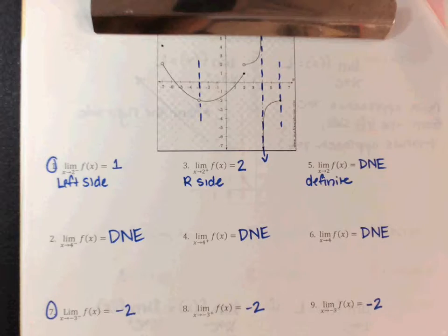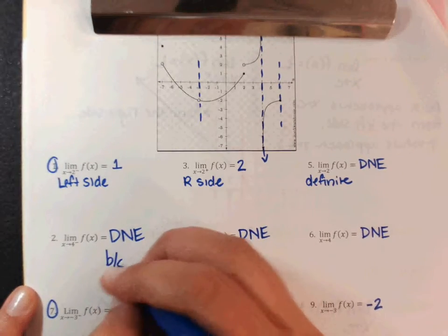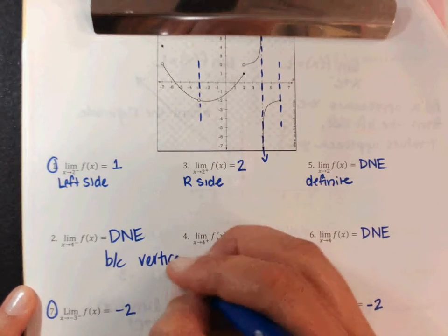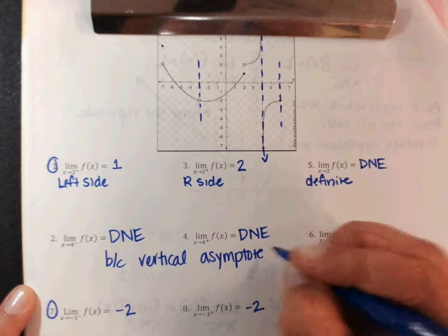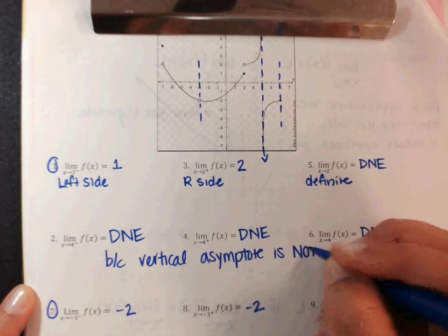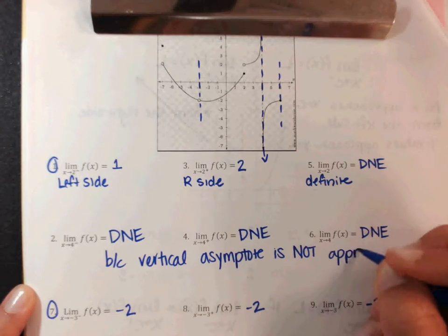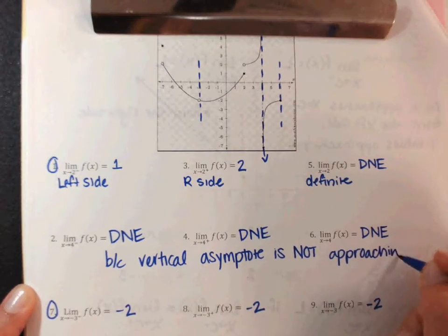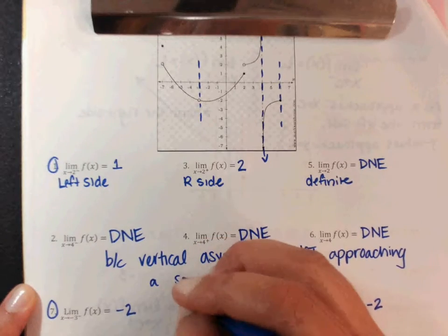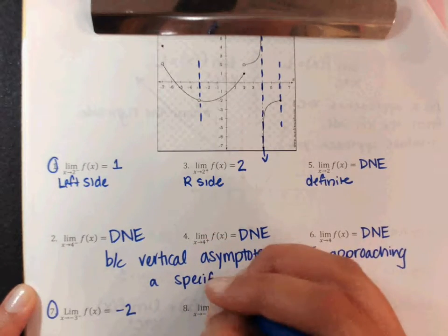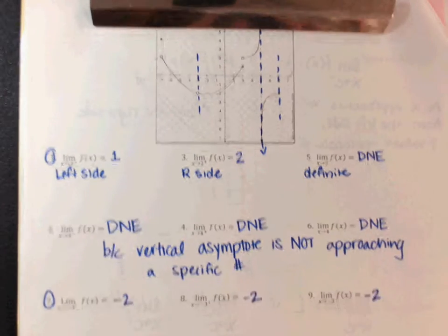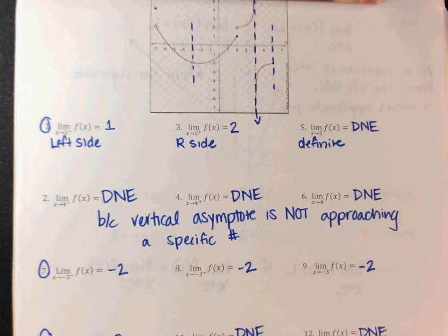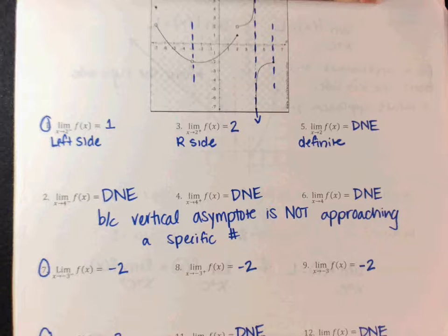DNE. Okay, and then I'm just going to put because vertical asymptote is not approaching a specific number. Okay? So a vertical asymptote is not approaching a specific number. That means that your limits don't exist at those points.